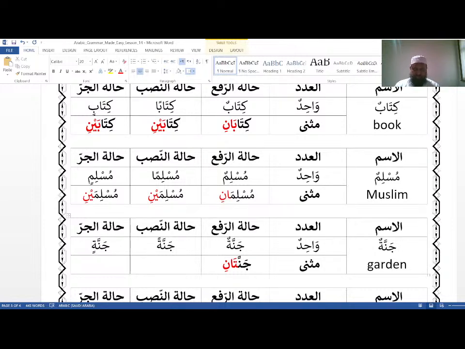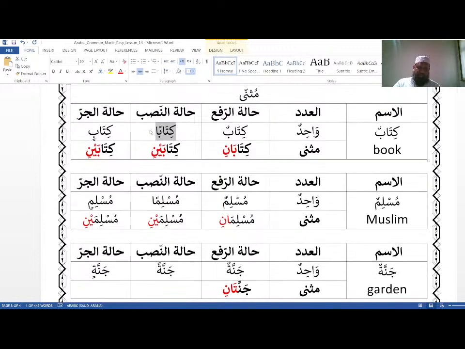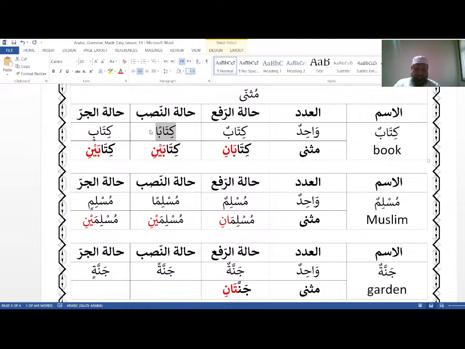And one of the titles was when to write alif. We write alif in halatul nasab if the ism is wahid. Halatul nasab, the alif comes with it. Again, there's an exception to this rule. If the ism is ending with ta marbuta, no alif is written with fathatain. So in jannatan, no alif is written because it's ending with ta marbuta.